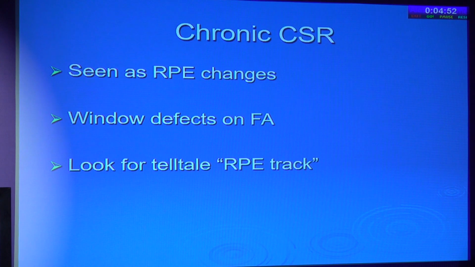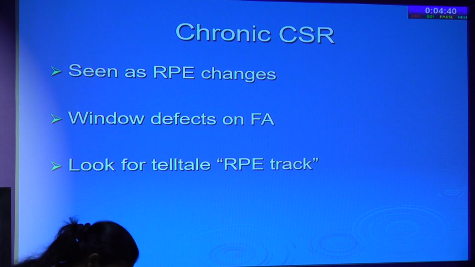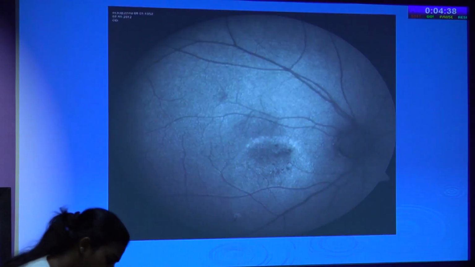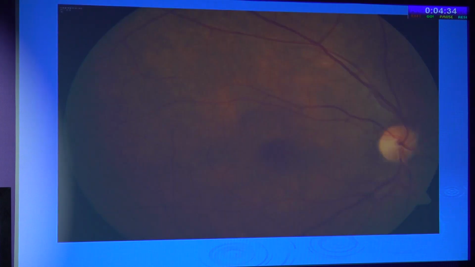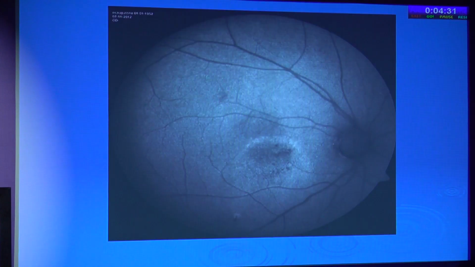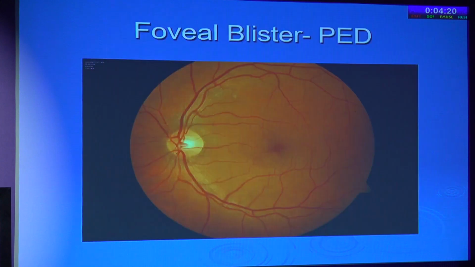Chronic CSR is more difficult to find out because it will just be seen as diffuse retinal pigment epithelial changes. Your AF will give you a good idea because AF will show extensive RPE atrophy, and this track is very important. This is the AF picture. You can see what you didn't really see on the fundus picture better on the autofluorescence. And this track, clinically you may be able to recognize it, which means that the patient had recurrent attacks of CSR.